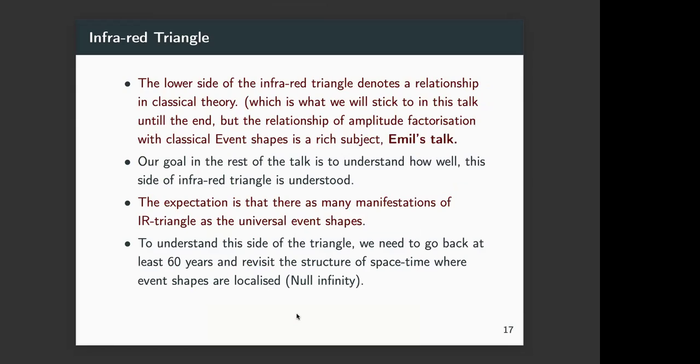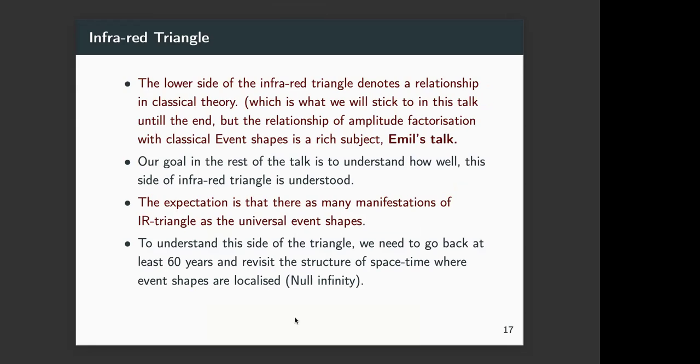So that's just what I said: the relationship of the amplitude factorization with classical event shapes is a rich subject, and Emil touched upon it in his talk also when he talked about the soft modes that contribute to the conservative sector. But it's something that we will really just very briefly discuss in the end. So the goal in the rest of the talk is to understand how well the classical side of the infrared triangle is understood in 4 dimensions.